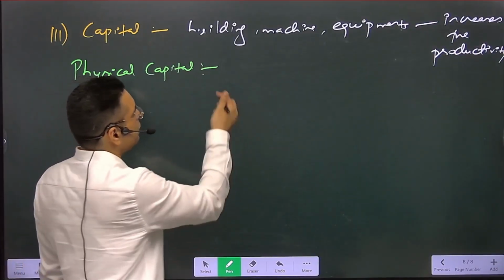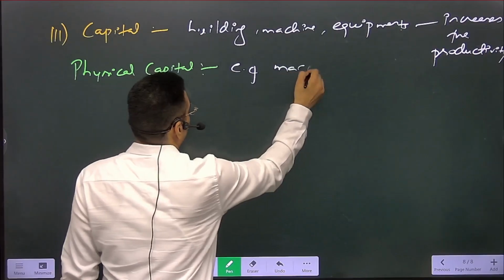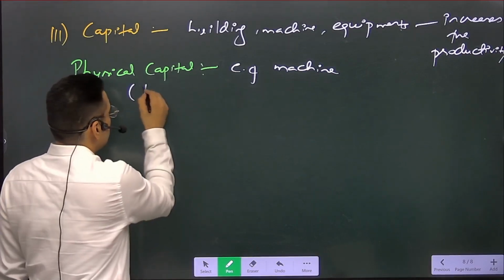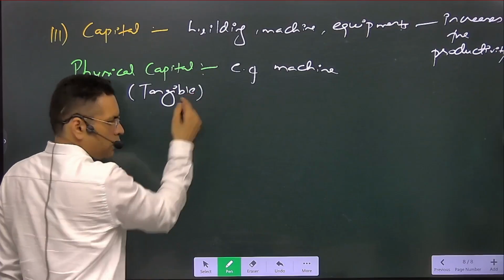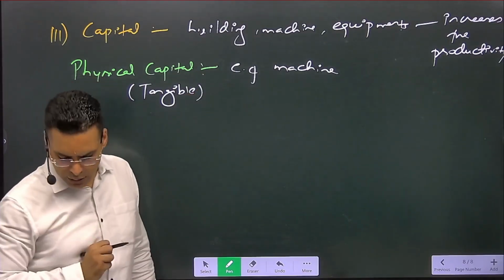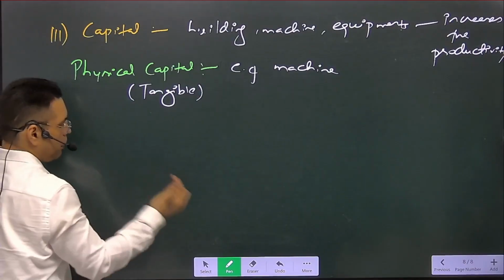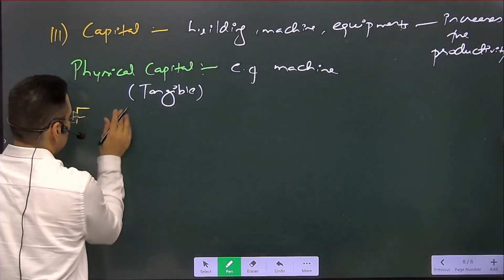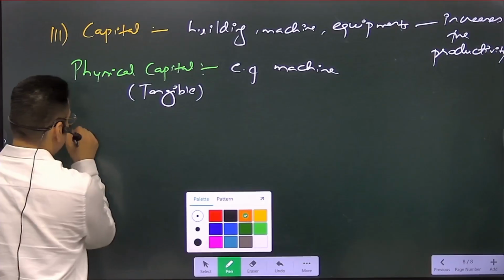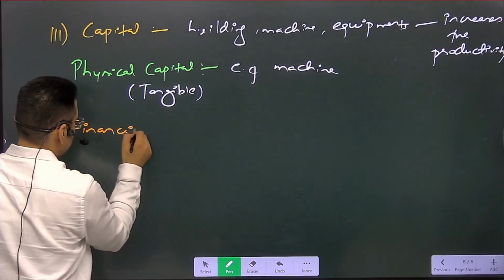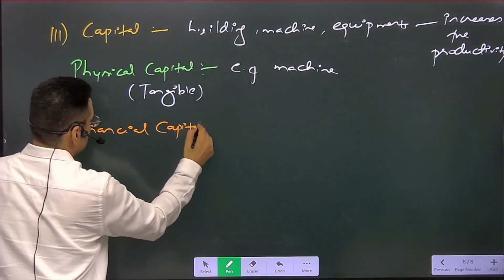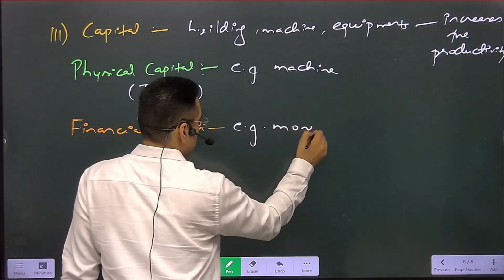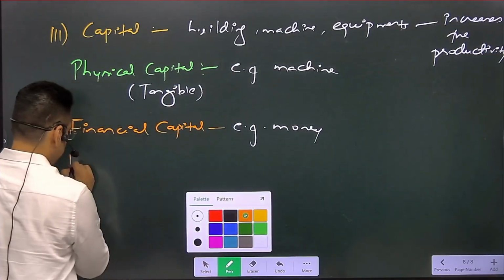Now, physical capital, again, the same thing. Machine. These are tangibles. So, it is tangible in nature. What is tangible? Which can be felt, which can be touched. That is physical capital. Then, apart from physical capital, we can have financial capital. Financial capital, example, money. Then third, we have human capital.